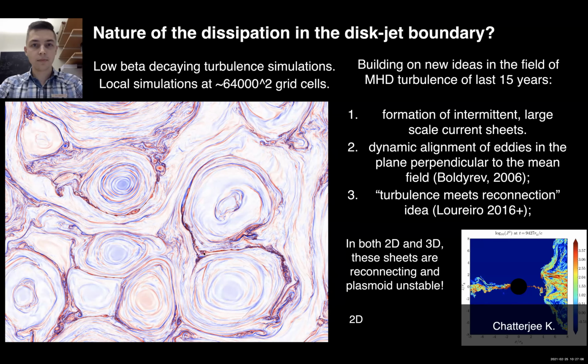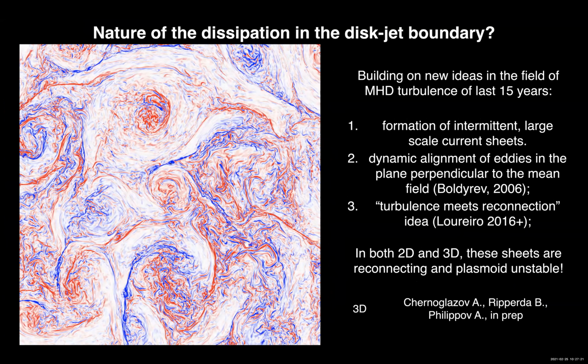And by the statement that they are reconnecting, I mean that they are plasmoid unstable, there are full plasmoid chains happening, and the field line topology is changing inside these current sheets. This also happens in 3D. The larger scale current sheets are unstable. You see nice plasmoids happening in the biggest current sheets. I think I'll just stop here by saying that reconnection, I think, is a likely candidate for heating and energizing plasma in low beta regions of the accretion flow.